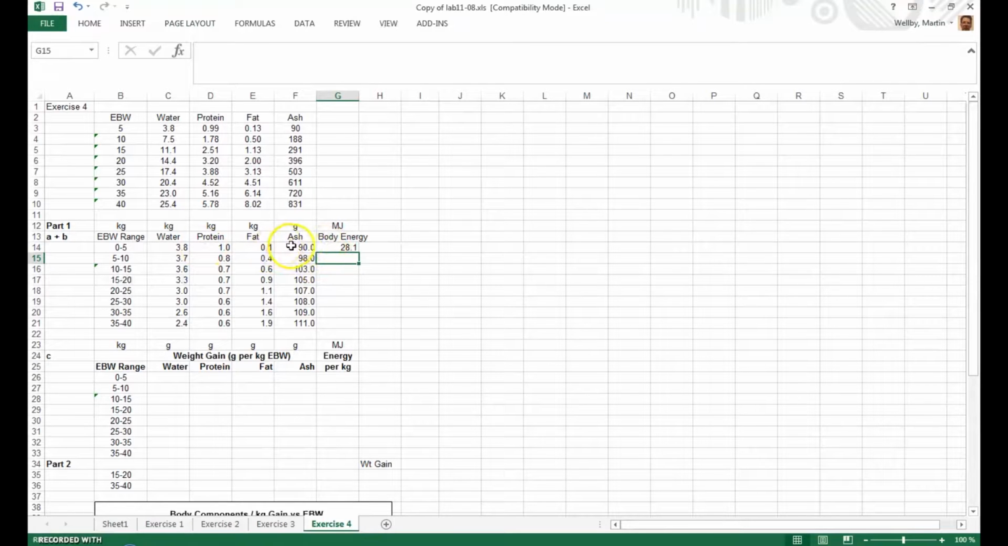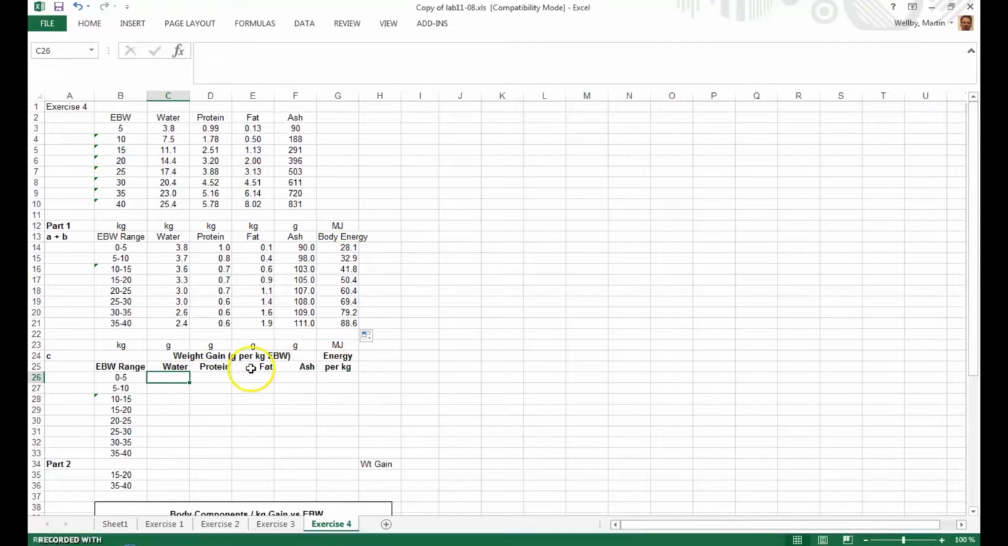So that is the amount of energy in that 5 kilos of body, and we can copy that down, and you can see that it's steadily climbing. That is because you are getting more and more fat as you get bigger and bigger, and fat has almost twice as much energy per kilogram as protein.